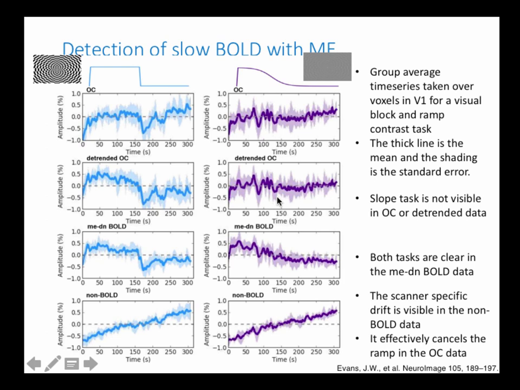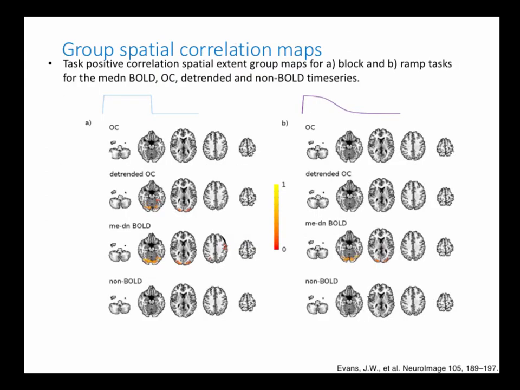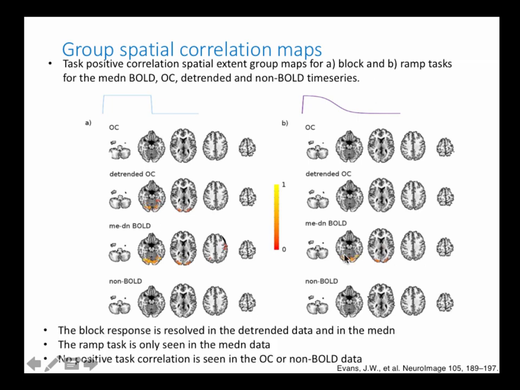So multi-echo data might be one way to get at looking directly at the pharmaceutical uptake. And just to show you that it actually works, the multi-echo data shows that the stimulus is localized to the visual cortex, and it's the only one of the different types of pre-processing that shows you that it works in the case of the ramp task.